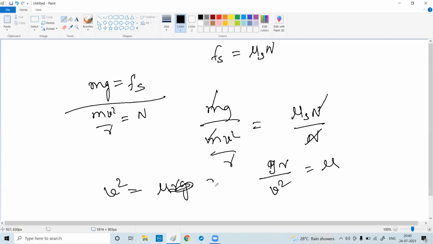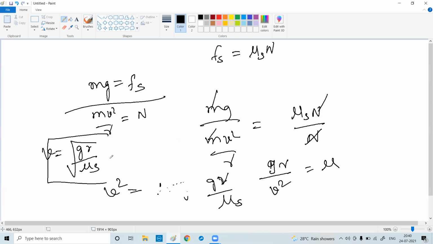So v square is gr by mu. Yes or no? What is mu? Nothing but static friction. So what will be your v? Your v will be root over gr by mu s. Is it clear? This expression tells that this is the minimum velocity by which the performer can achieve the stunt.